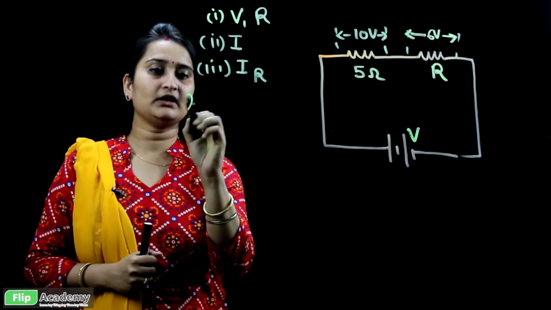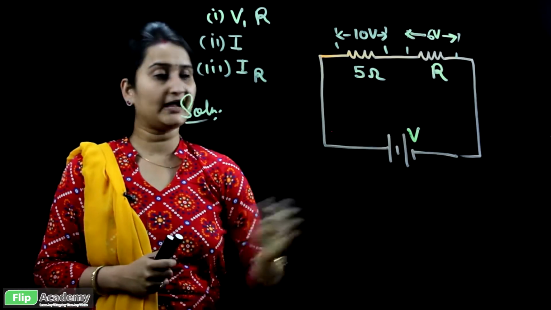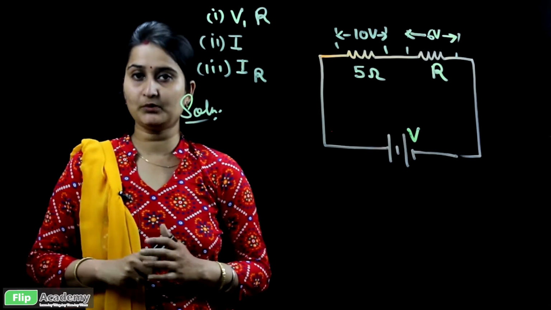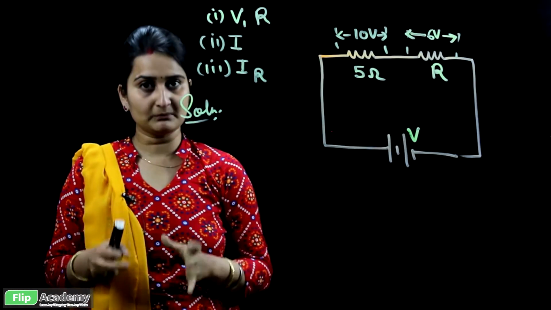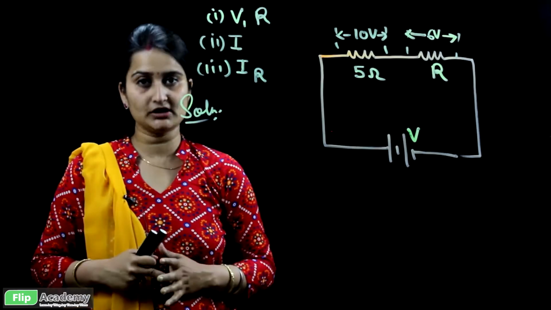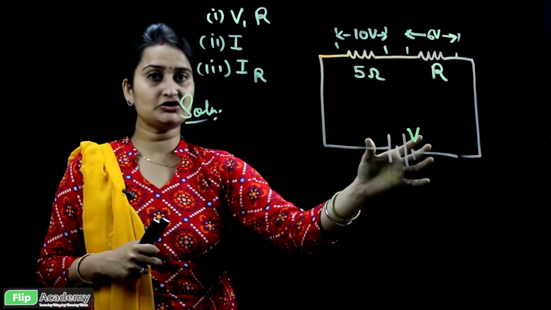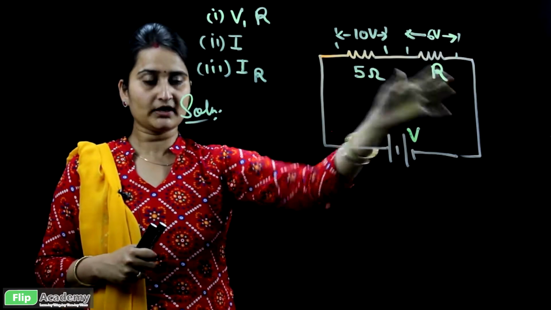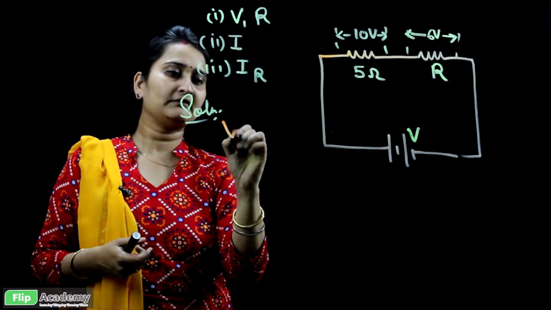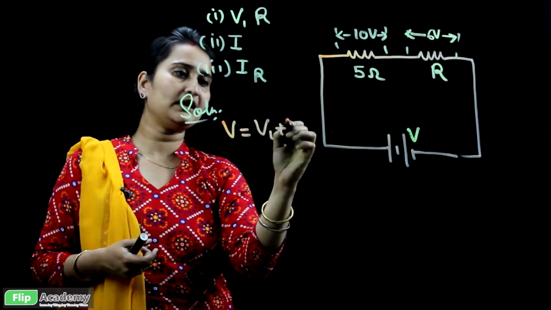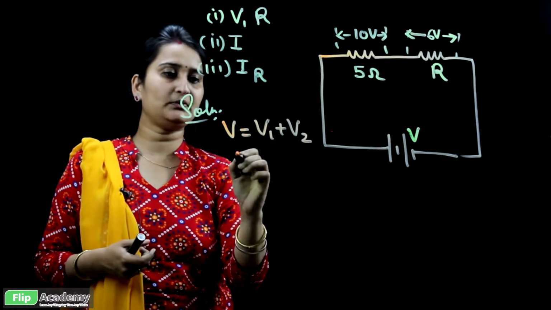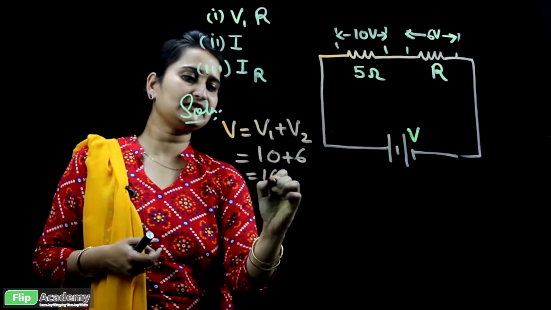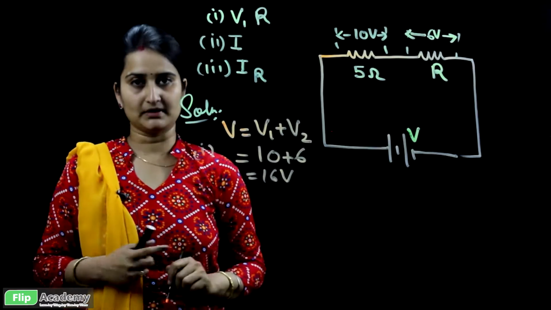Let's see the solution of it. How will you find capital V here? See, in the series circuit, the potential is the summation of the individual potential differences. This is the total potential provided by the battery. This is V1, this is V2. So in series connection, V is equal to V1 plus V2. So what is the total potential? That is V1 plus V2, 10 plus 6, that is 16 volt. This is your first part.